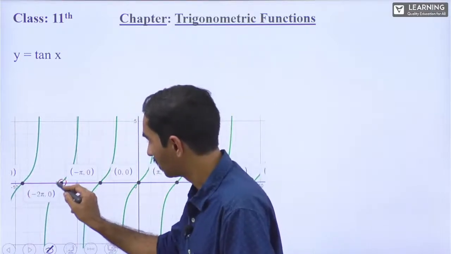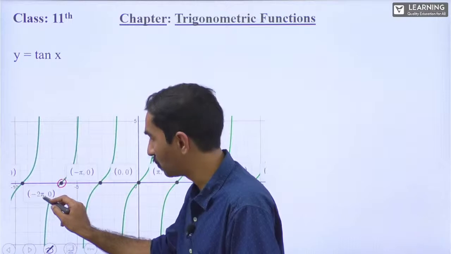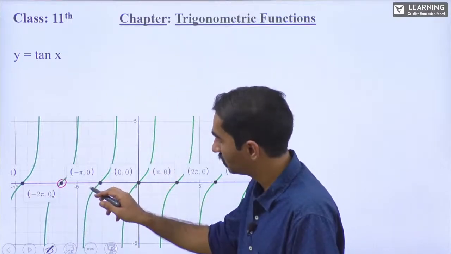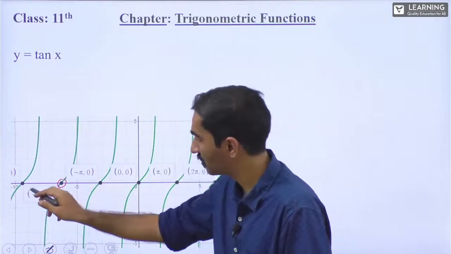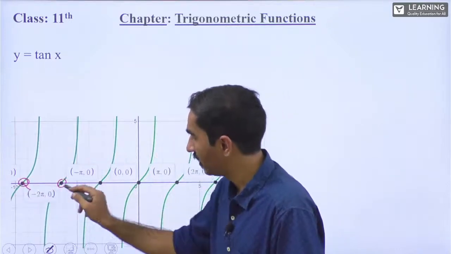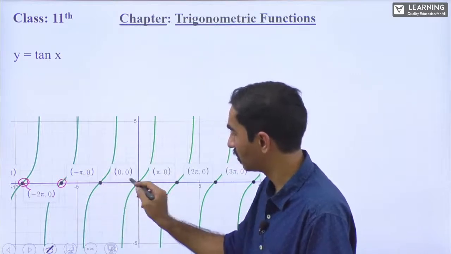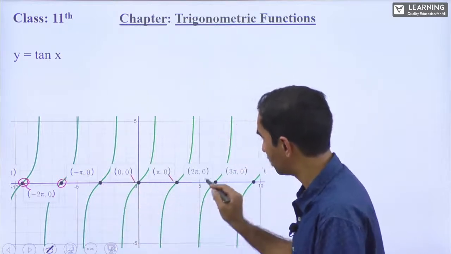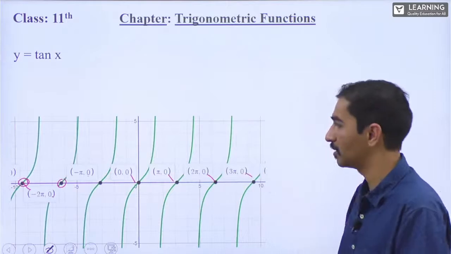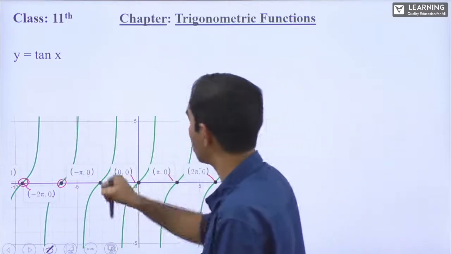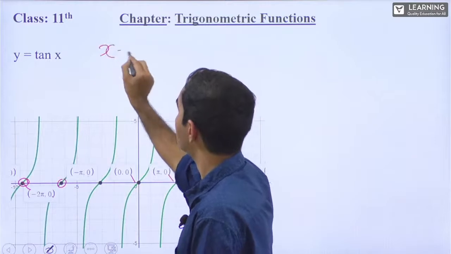Here we'll see. At x is equal to minus 2 pi, what is y? 0. So this is for this point. At x is equal to minus pi, what is y? 0. 0, comma 0 for this one. Pi, comma 0, 2 pi, comma 0, 3 pi, comma 0. So what is x again? All real numbers, right?